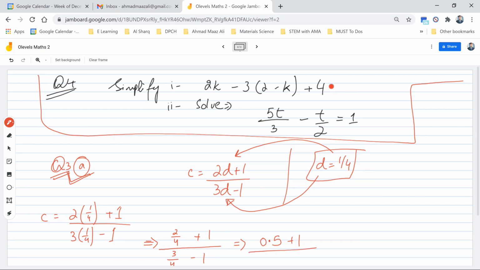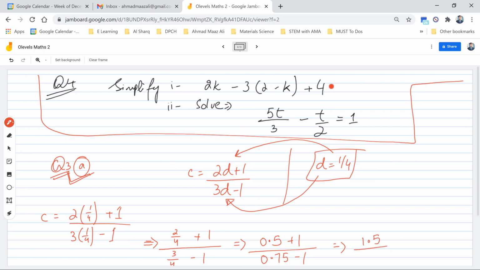And what is the numerical decimal value of 3 by 4? Any idea? 0.75. Very nice. 0.75 minus 1. So what is 0.5 plus 1? 1.5. All right, so you can basically do it on a calculator as well now.